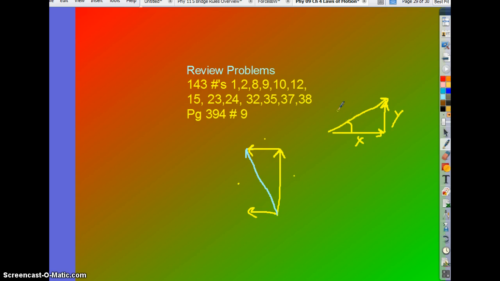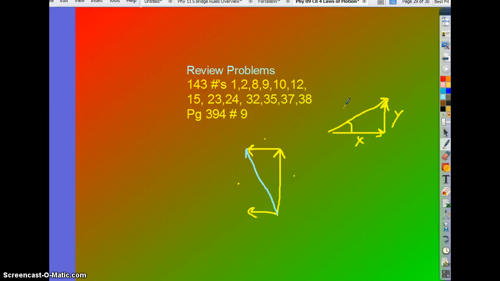At the same time, if you want to compare the two crates against each other, the heavy one's still going to be heavier on the moon. And I'll do number 23 here also before ending the video. 23 and 24 I'll do here.